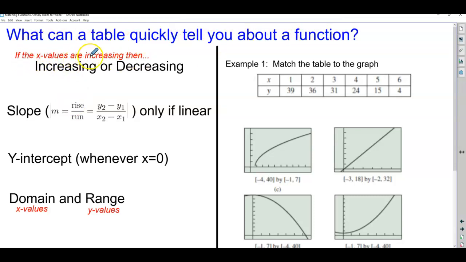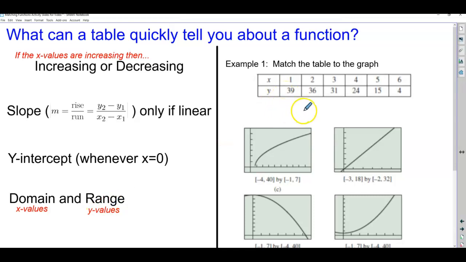If the x values are increasing, then the function itself would be increasing if the y values are going up. If the x values are increasing and the y values are going down, then the function would be decreasing. Don't forget about slope, in linear equations: rise over run, change in y's over change in x's. For any function, you can always put x equals 0 into the function to determine the y-intercept. And domain, we can check the x values in the table. Range, we can check the y values.